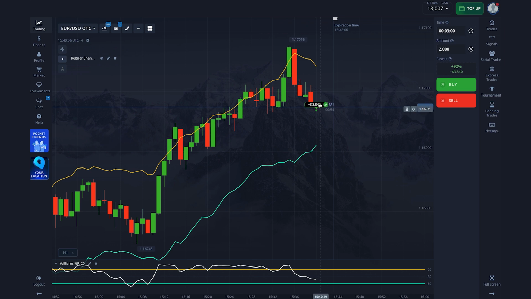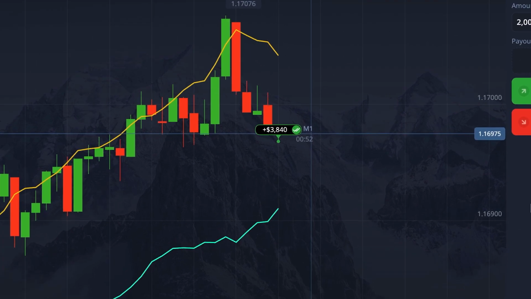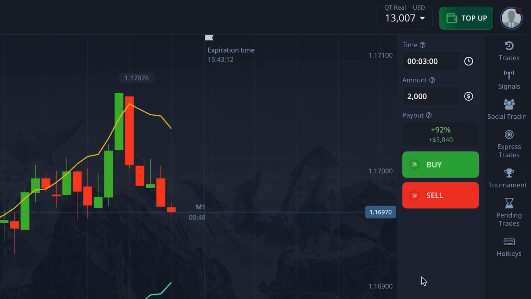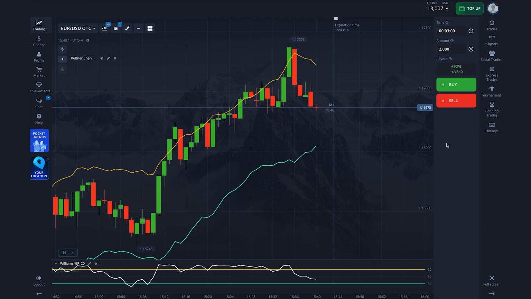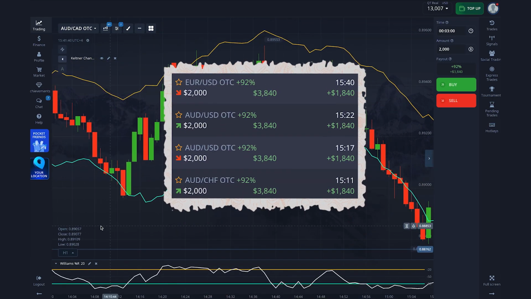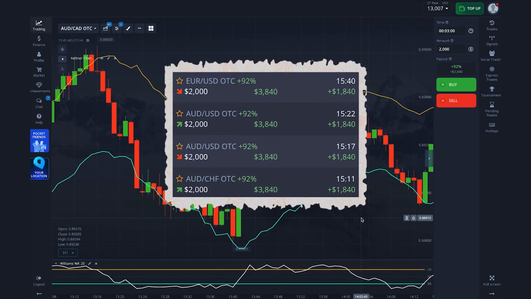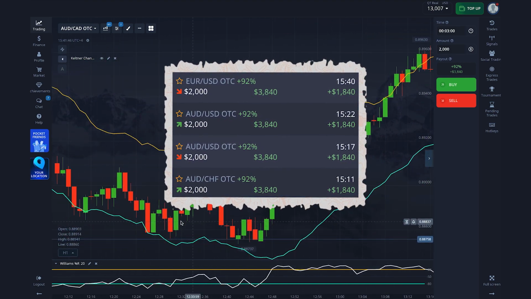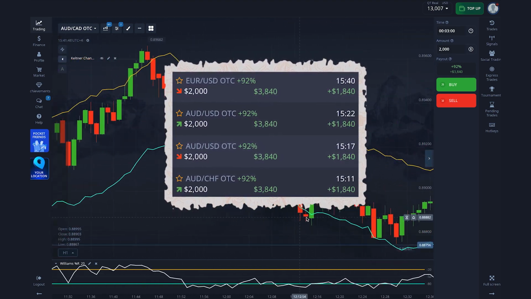I end the day spectacularly, up $1,840. My balance rises to $13,007, making the session as productive as possible. The final result is encouraging. The balance grew from $5,647 to $13,007. Each entry was accurate, the chart was easy to read, and the strategy proved its strength once again.